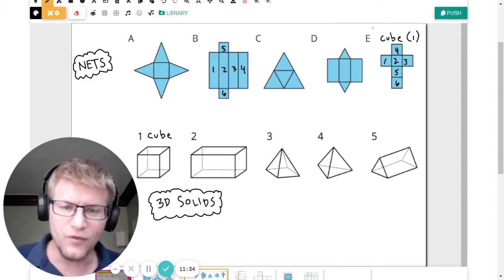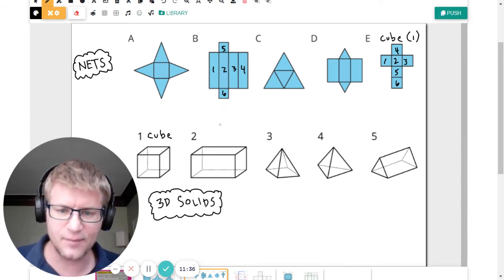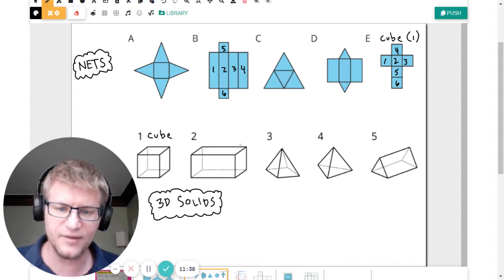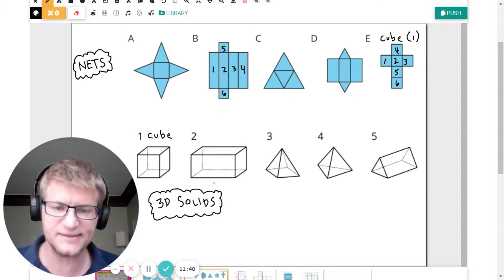Now, of the other ones, 6 sides, I'm looking at number 2, and I'm looking at B, and I'm like, this is the only other one that has 6 sides, right? A front to back, a top, a bottom, a side, and a side. So we're going to say this one is a rectangular prism. So these two go together. B and 2 go together. So we'll put an arrow to those two, right?